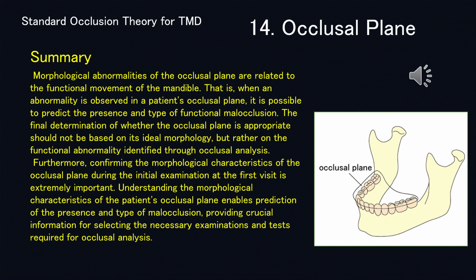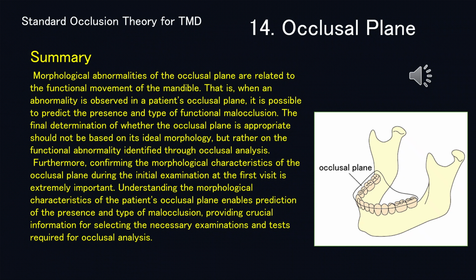Summary. Morphological abnormalities of the occlusal plane are related to the functional movement of the mandible. That is, when an abnormality is observed in a patient's occlusal plane, it is possible to predict the presence and type of functional malocclusion. The final determination of whether the occlusal plane is appropriate should not be based on its ideal morphology, but rather on the functional abnormality identified through occlusal analysis.